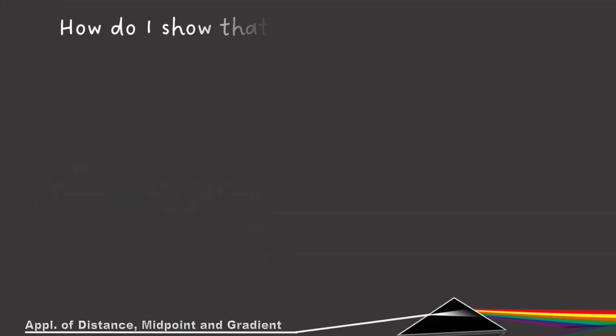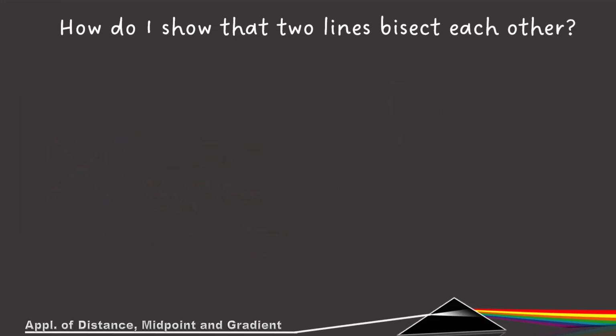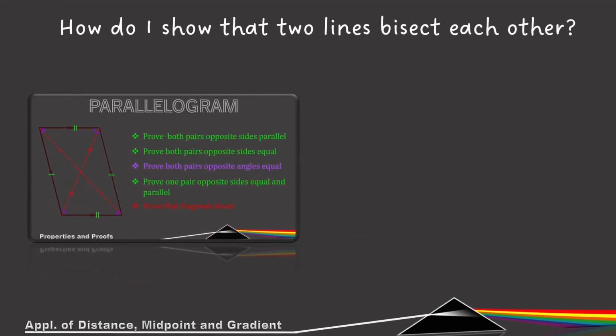And then a final question, how do I show that two lines bisect each other? So again, when we look at the parallelogram for an example, in the final proof, you have to prove that the diagonals bisect. In other words, they cut each other in half. And the answer for that is the midpoint formula.